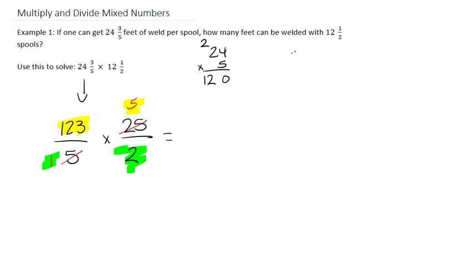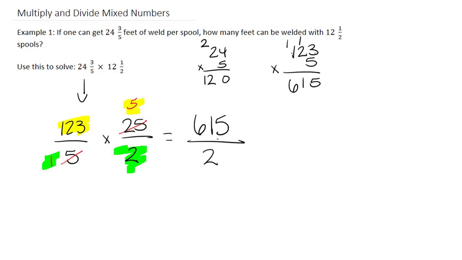So 123 times 5. 3 times 5 is 15. Carry the 1. 2 times 5 is 10, plus 1 is 11. So carry the 1. 5 times 1 is 5, plus 1 is 6. So now we have 615 divided by 2. Then we need to convert back to our mixed number.